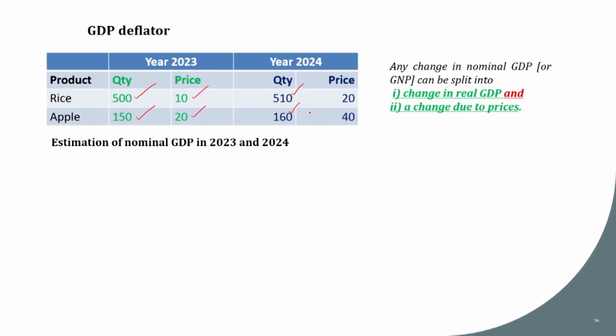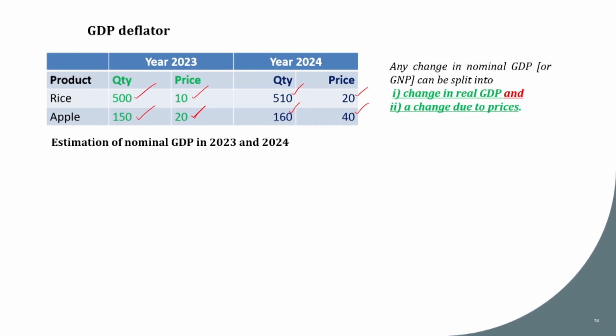But at the same time, in 2024, in the illustrative example, I deliberately doubled the price. For example, rice was 10 last year, this year it is 20. And similarly, apple price was 20 in 2023, and in 2024 we doubled it and it becomes 40 now. Suppose you are calculating GDP, how does CSO calculate?